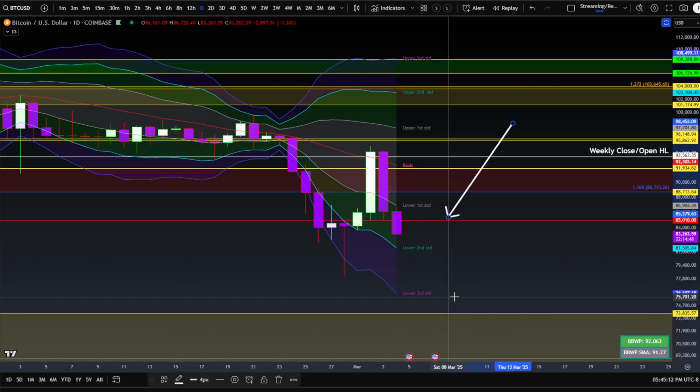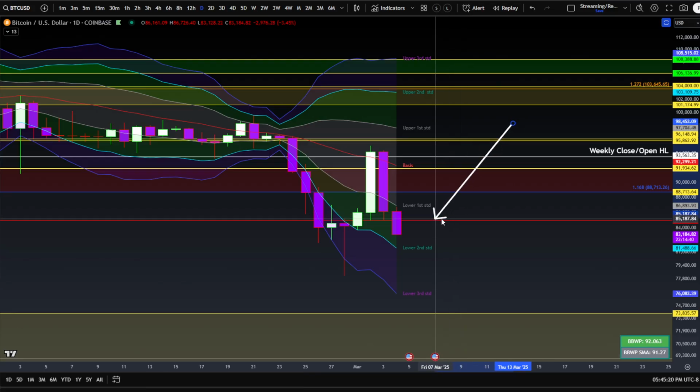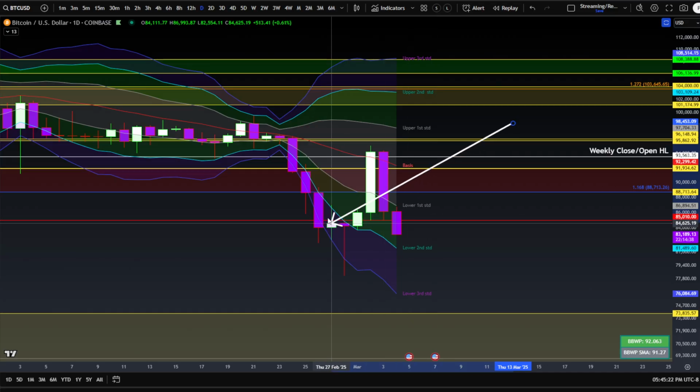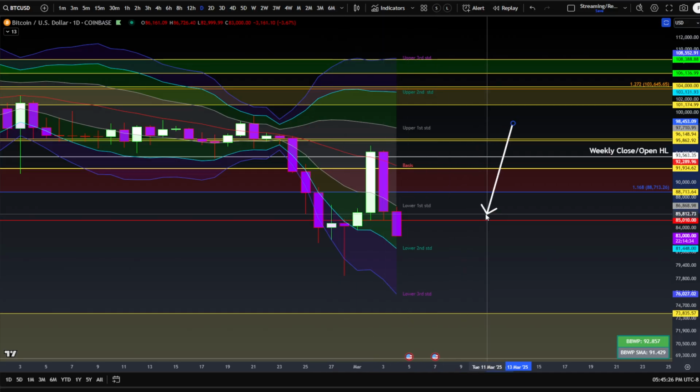Now, what do bulls need to do? Again, just like Friday, they need to regain $85,000. It is a short-term time frame support. Now, yes, we've seen it act as resistance and as support on dailies, so it's getting a little bit more relevant.